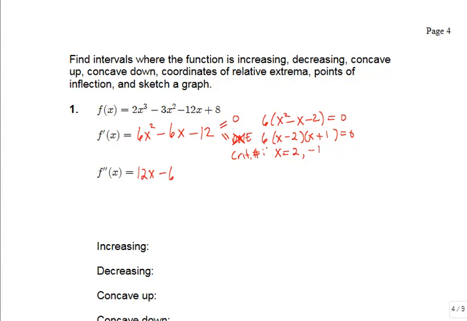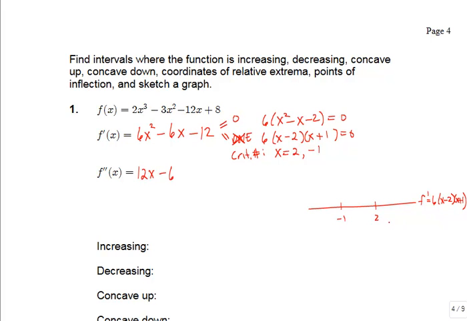Those are called our critical numbers for the first derivative. So over here, on my first derivative number line, I'm going to have negative 1, and I'm going to have 2, and I'm going to go ahead and write down next to this that factored form, 6 times (x minus 2) times (x plus 1). And we're going to need to test each of those.